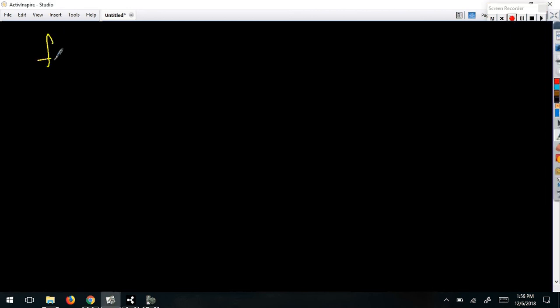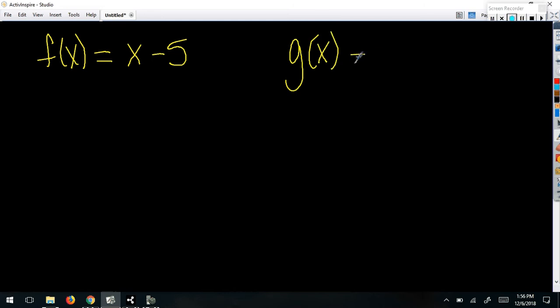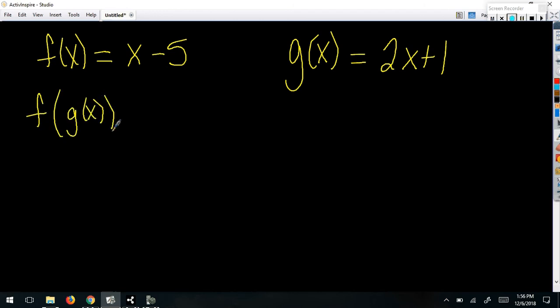Yes, composing. I told you f of x was x minus 5, and that g of x was 2x plus 1. Now what if I asked you to find f of g of x? Don't let that intimidate you the way it looks. It looks like you're multiplying them together. I don't want to multiply them together.